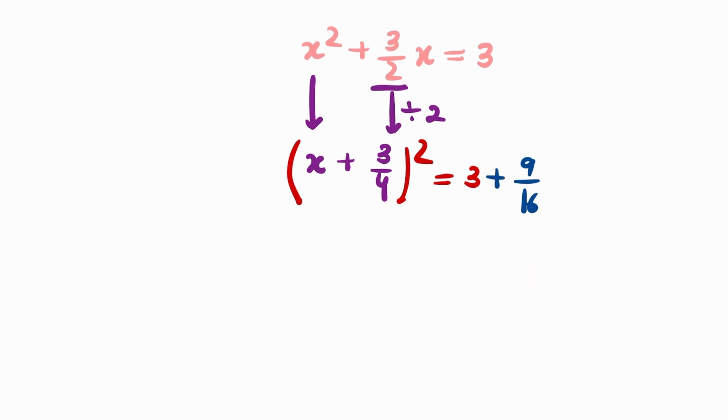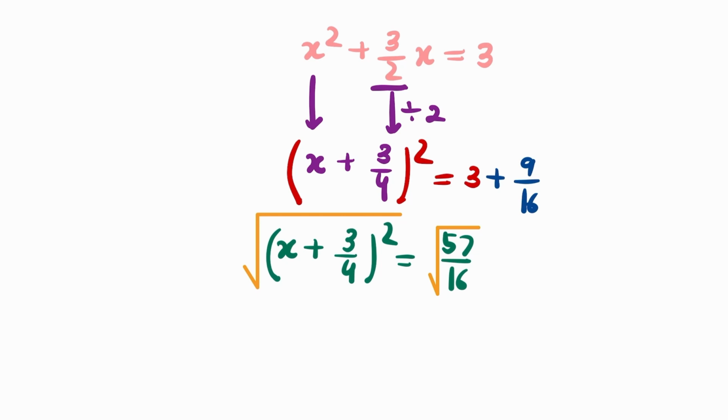So now we can simplify here. X plus 3 over 4 squared is equal to 57 over 16. Now after that we can take square roots from both sides. And then remember we have to put plus or minus on the right hand side because the square root can be either plus or minus. Now here the square and square root signs cancel out. So what will be remaining? X plus 3 over 4 is equal to plus or minus.